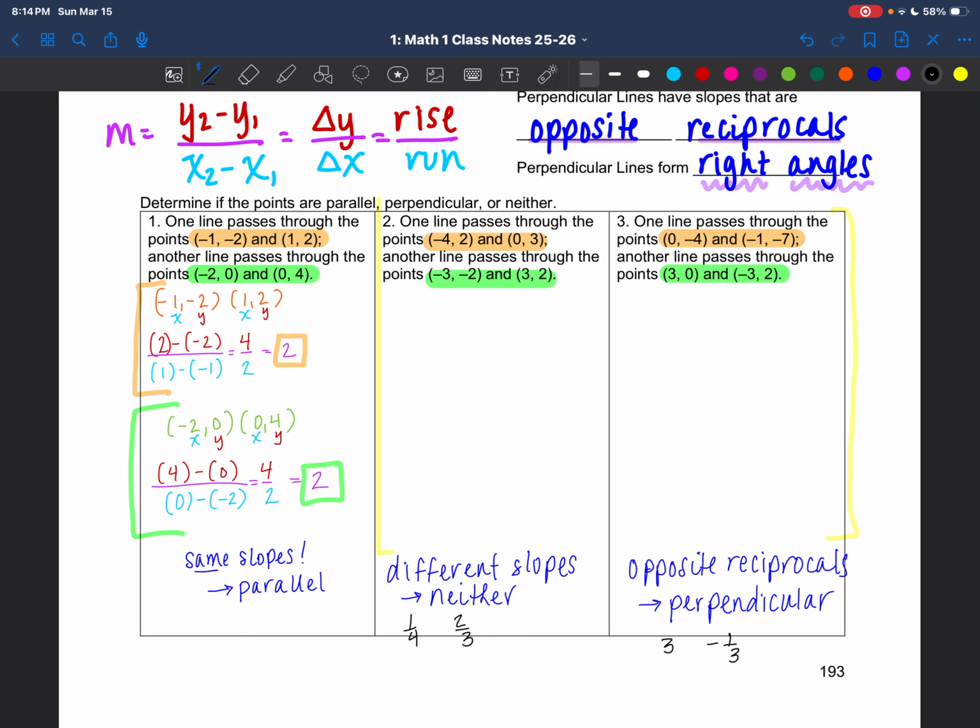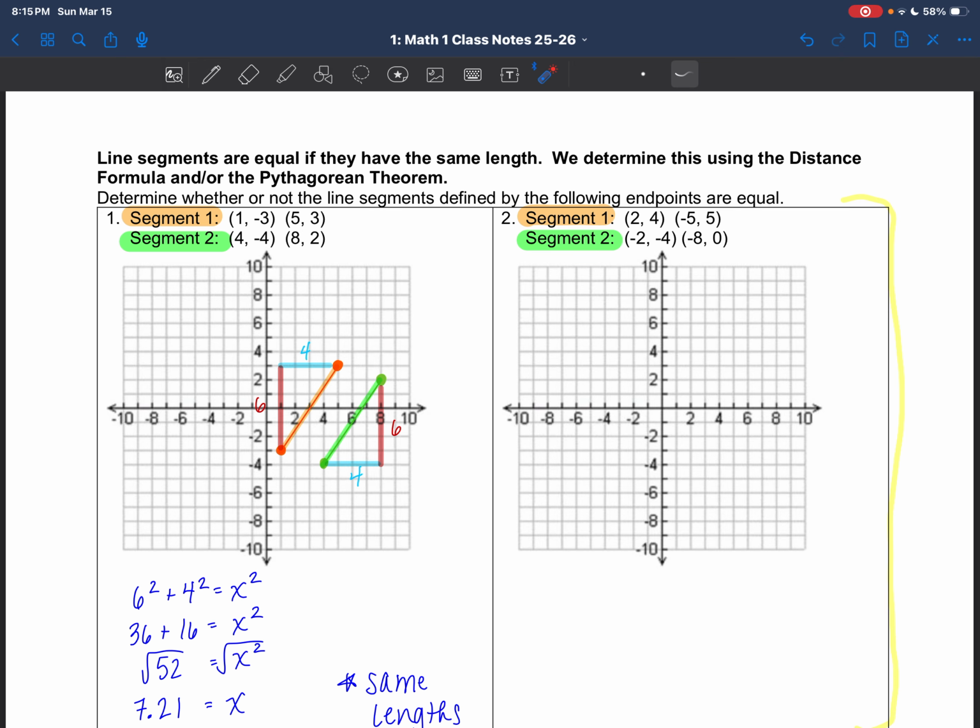All right, so now let's do this one, where we can tell if line segments are equal if they have the same length, which makes sense because they're congruent, they're the same. We determine this by using the distance formula and/or the Pythagorean theorem. Remember, I like the Pythagorean theorem because it's a little easier to remember, but the distance formula is basically slope and the Pythagorean theorem together.